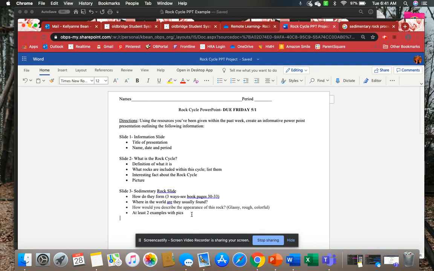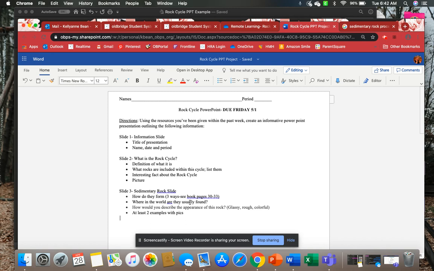This is a 100-point project. So with that being said, you have 5 points here for your information slide, the title, name, day, period. You have 15 points here for what is the rock cycle, slide 2. This slide 3 is 20 points. So you want to make sure that you are getting all the information that you need.